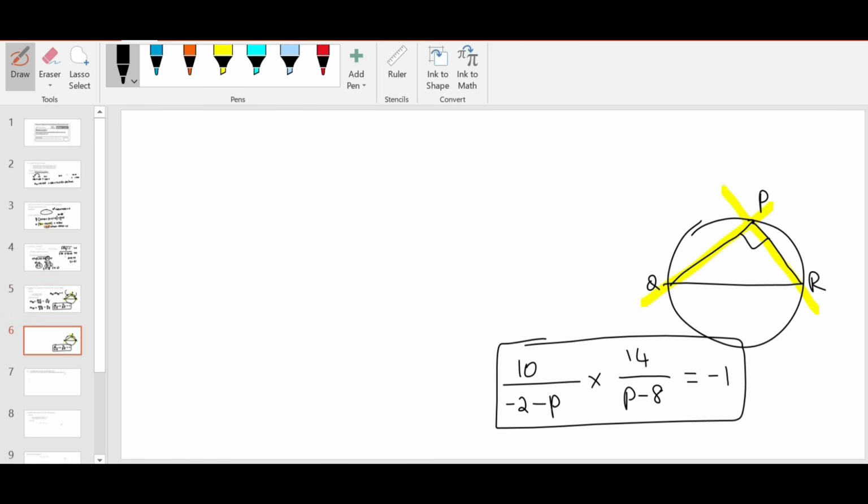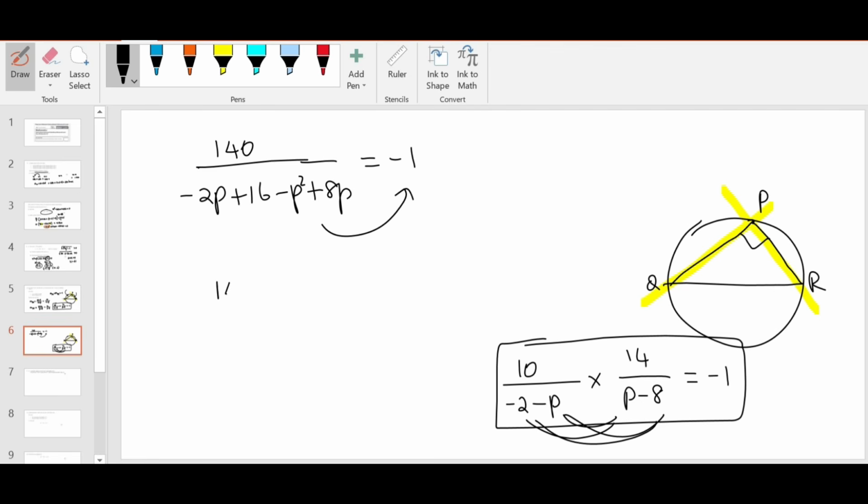So when I multiply, I will get 140 divided by minus 2p, take minus 2 multiply both, plus 16, take minus p multiply both, minus p square plus 8p is equal to negative 1. Bring this whole thing here. 140 is, you will get positive p square.